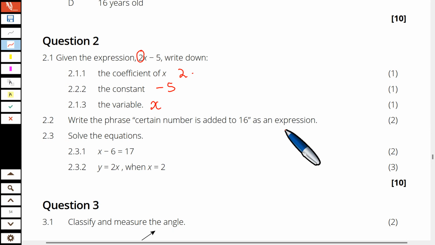Is the first answer 23? Okay, 2.2. What do you think the answer is to 2.2? Please come again.